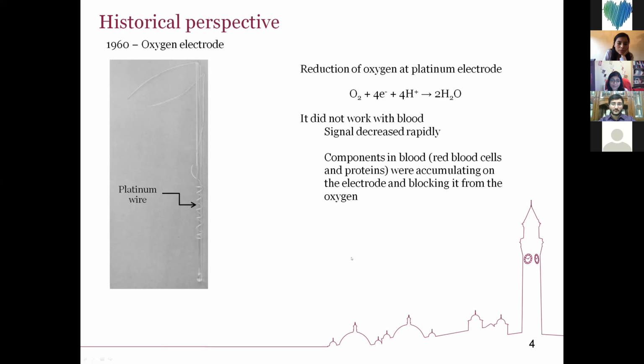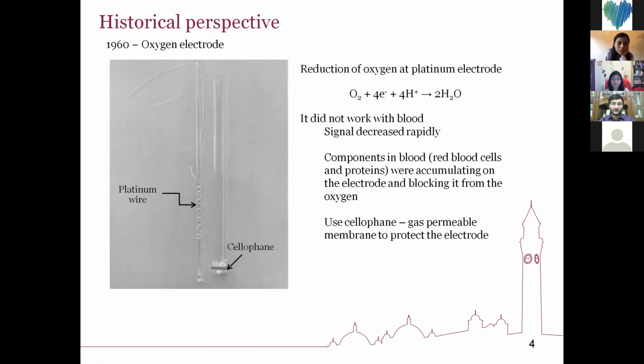So he came up with a very simple solution. He used a cellophane in front of the electrode to prevent these components from reaching the platinum wire. And in this case, cellophane acted as a gas permeable membrane. So it selectively let oxygen go through, but not the other components in the blood.